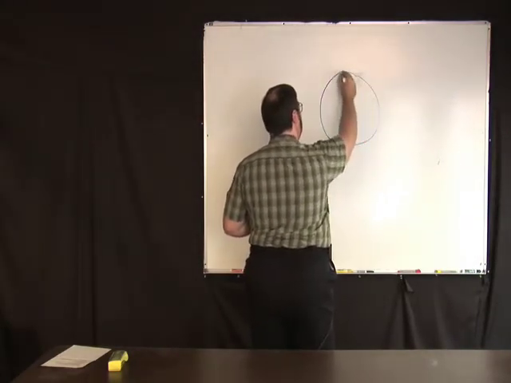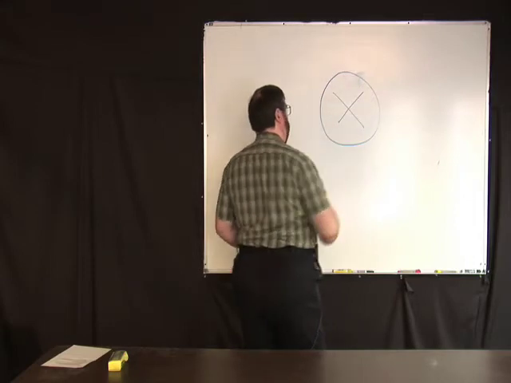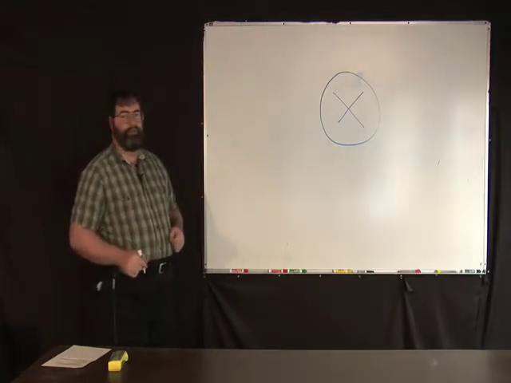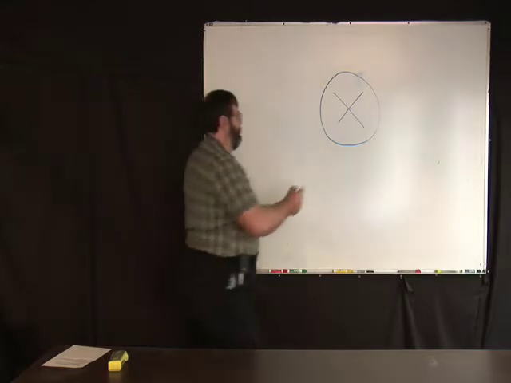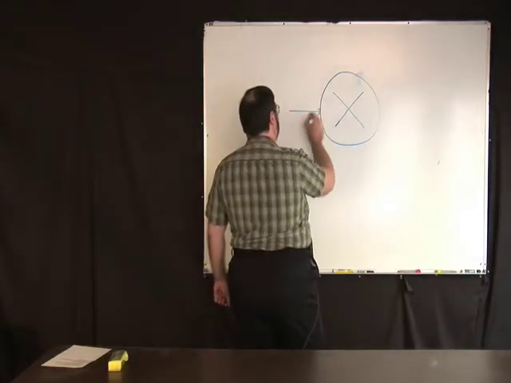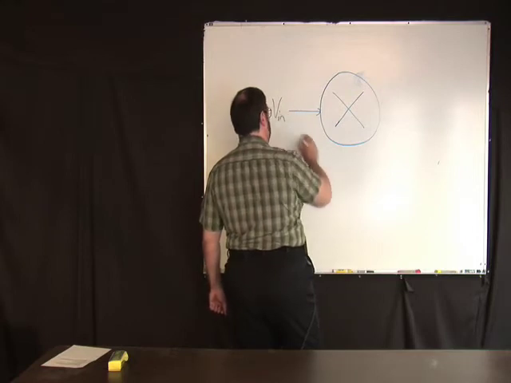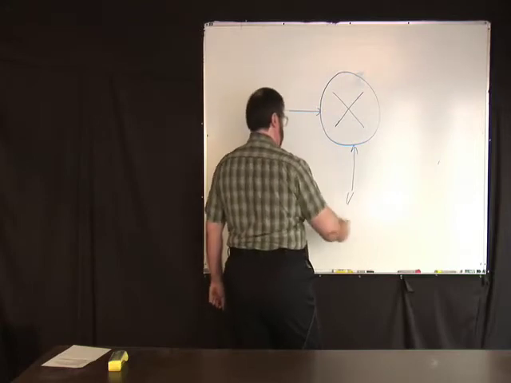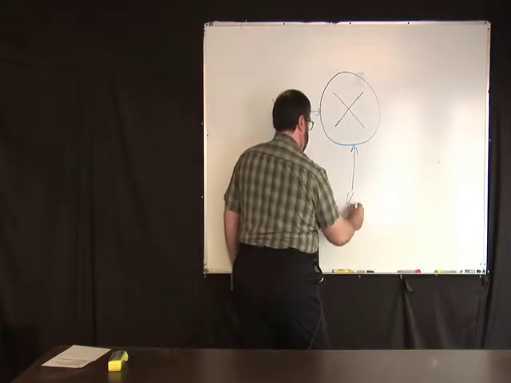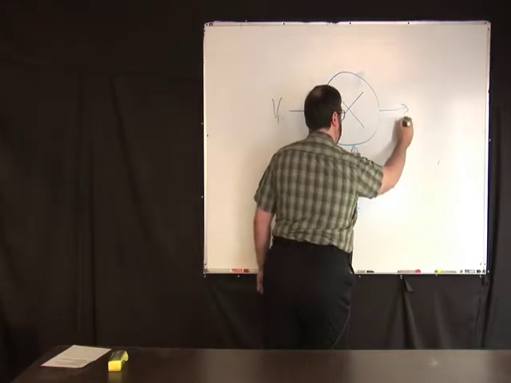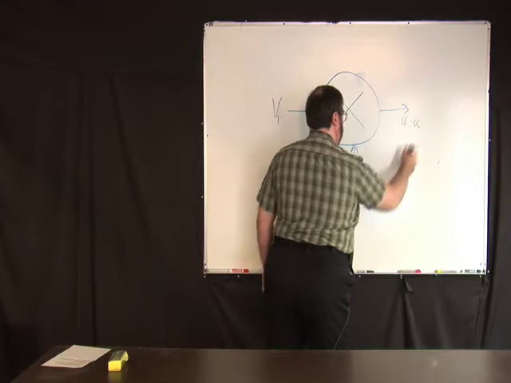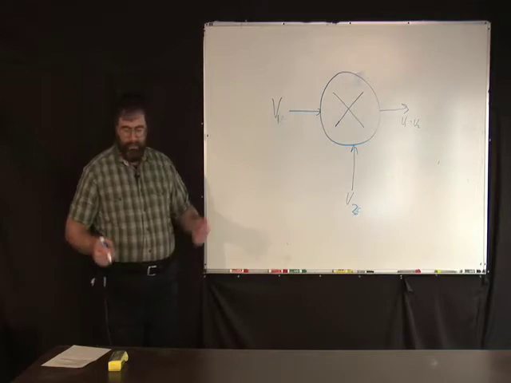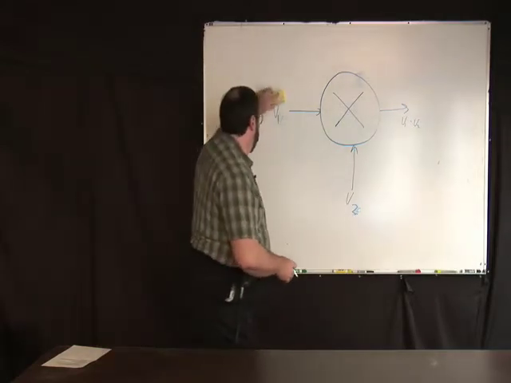The symbol for a mixer is a circle with an X in it. So what a mixer basically does is multiplies two signals. That's why there's an X there. So if you had some signal here, and you had another signal in here, let's call this V1. This is V2. What comes out is V1 times V2, basically. Well, that's not entirely true, but it's close enough for what we're going to talk about now.